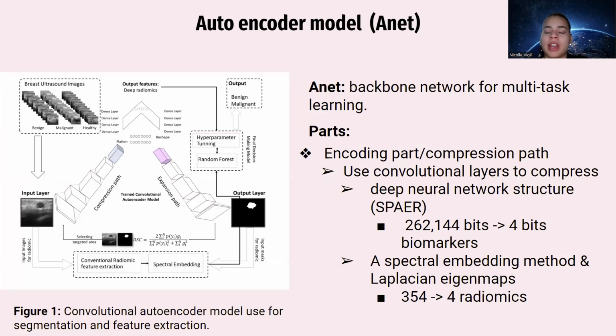First, the autoencoder model that we used for this research was an 8-net, which is a backbone network for multitask learning. In the encoding part, we use convolutional layers to compress the image, and a deep neural network structure was used in this case, which lowered the bits to 4-bit biomarkers. Spectral embedding methods and Laplacian eigenmaps were used to reduce 354 radiomics features to only 4.